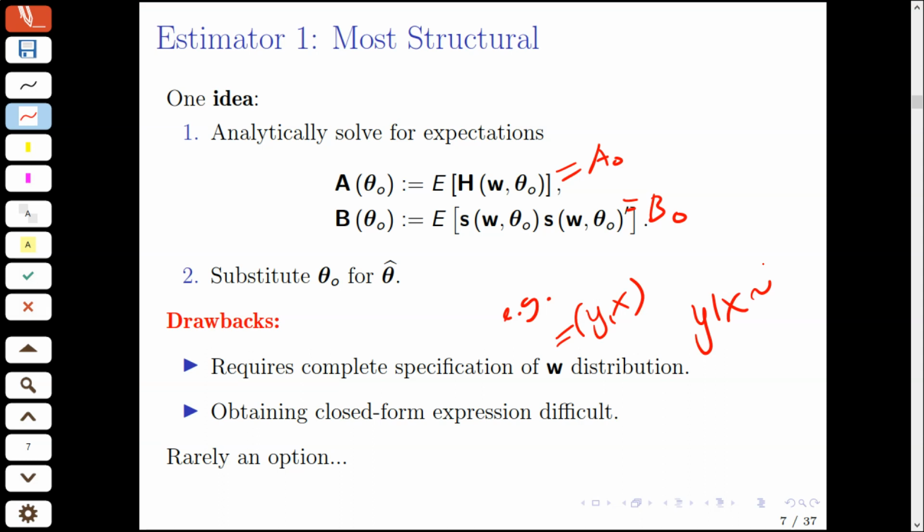Hence, this joint distribution of Y and X, that is, the distribution of W, may simply not be available. Or it may not be something that we are willing to take a stand on. Moreover, even if our model does allow us to solve these expectations in principle, obtaining closed form expressions is in general very difficult and prone to error. For these reasons, this first estimator, the most structural estimator that we'll consider, is rarely an option in practice.